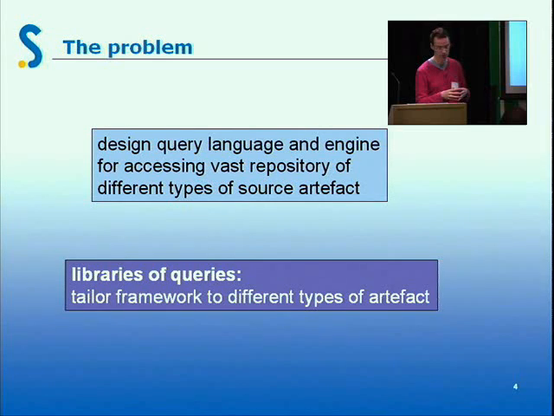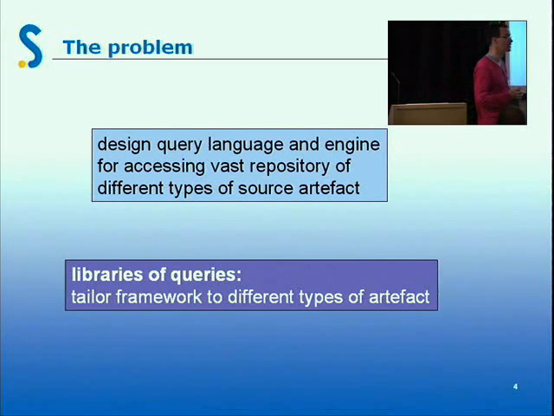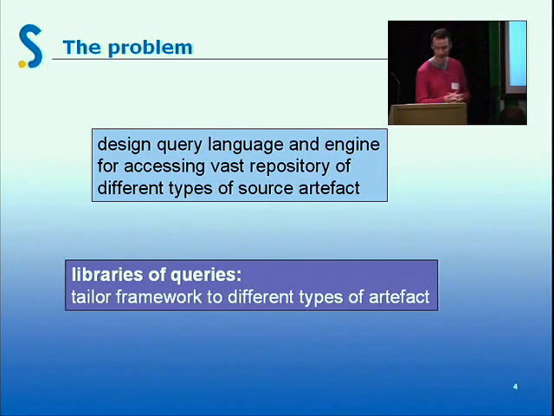So it's going to be crucial that you can create libraries of queries that tailor the framework to one particular kind of artifact. So you might want to have a library for querying Java projects, or perhaps even more specifically for querying Java projects that use the Spring framework or that use Hibernate or Struts. Or you might want to have a library for querying build files, or a library for querying bug databases, and so on.